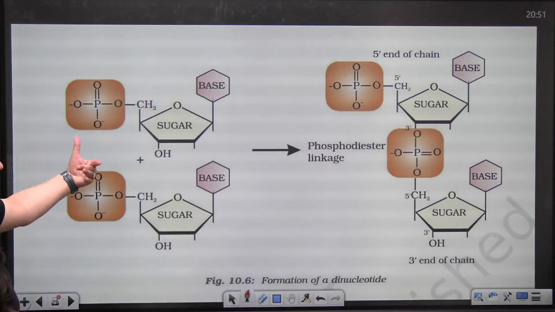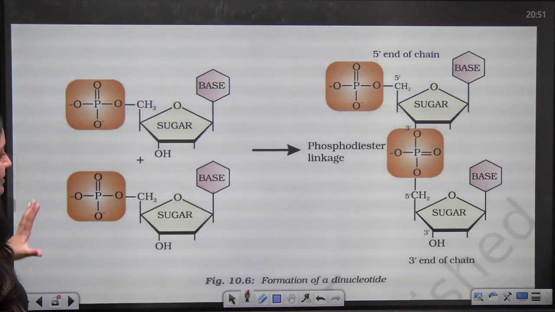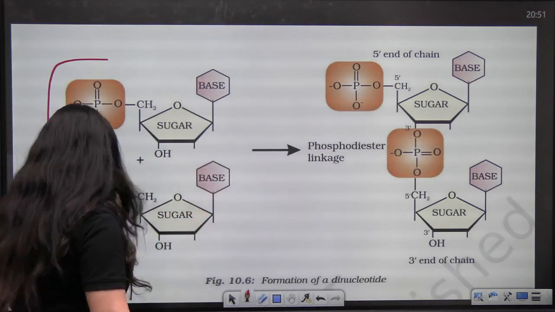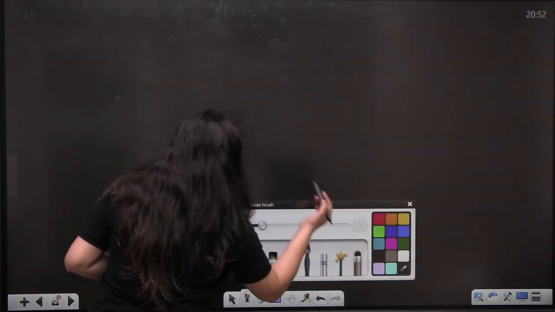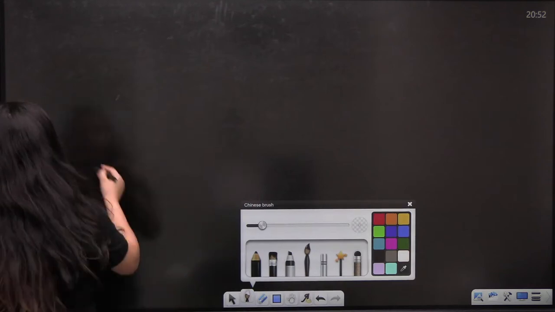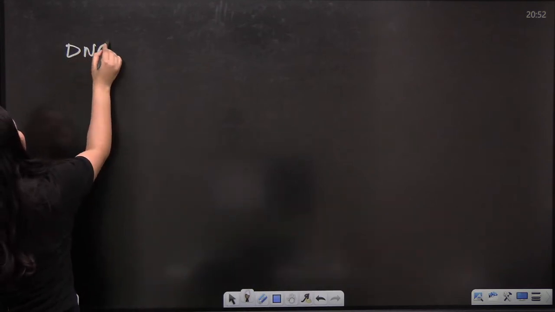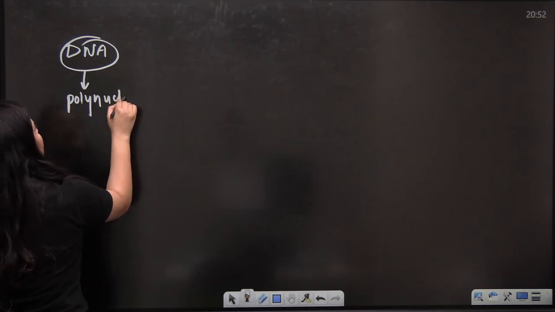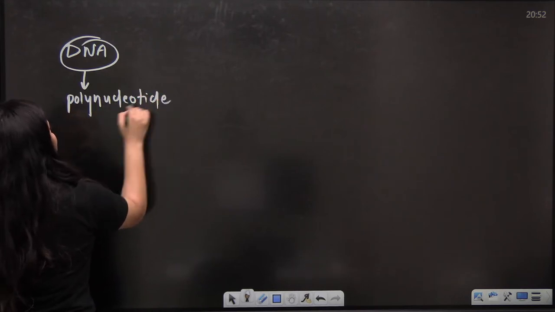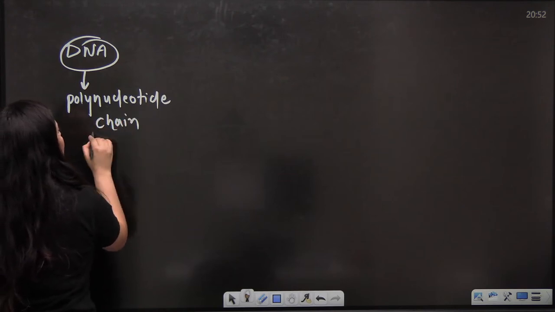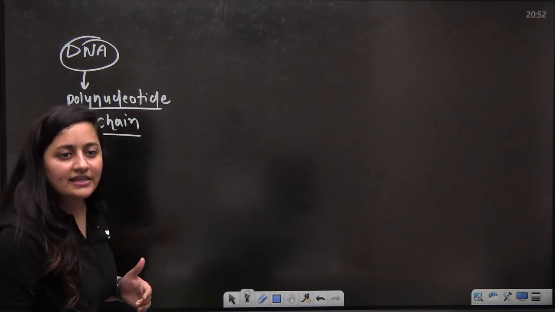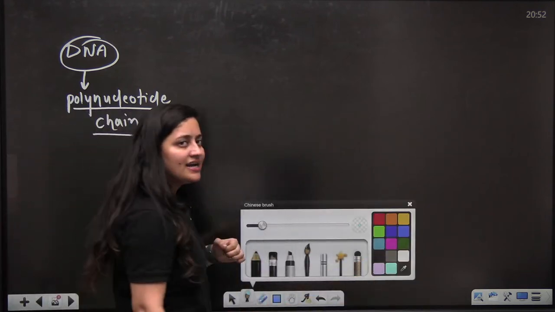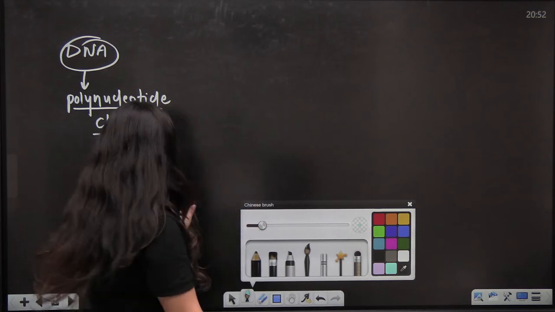Again, your chemistry. Even in the chemistry, the formation of dinucleotide is given, but we have to understand it in a different way. As I said, DNA is a polynucleotide chain. This is what I have mentioned to you. So polynucleotide means many nucleotides are going to be there.